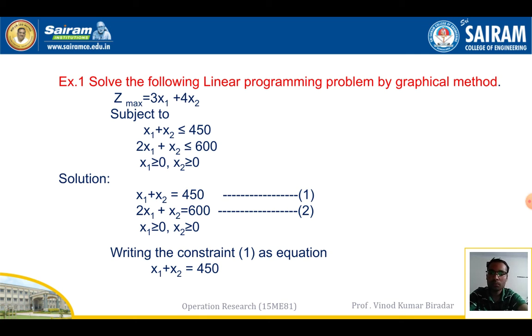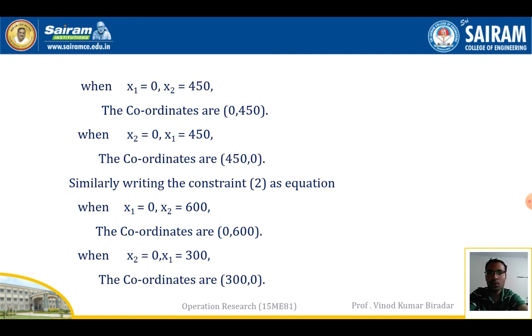and calculate the x1 and x2 values by putting x1 equal to 0 and x2 equal to 0. You will get these answers: from the first equation the coordinates are 0 comma 450 and 450 comma 0. From the second equation the coordinates are 0 and 600, and 300 comma 0. Okay, now for these coordinates you plot on a graph sheet.